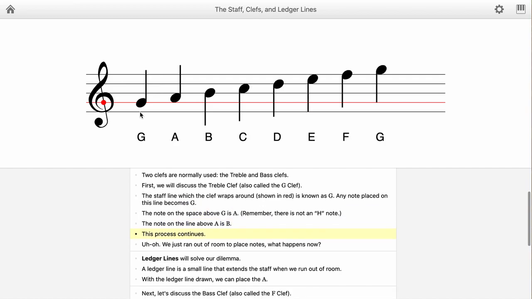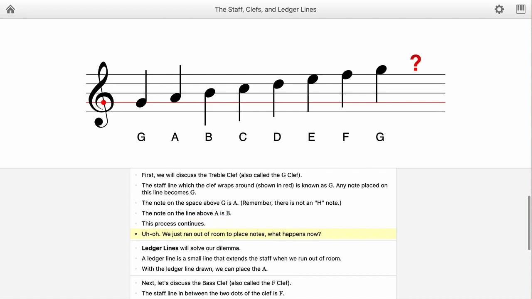We started on our G, went up to the next space, which is A, then continued to the next line B, the next space C, the line D, the space E, the line F, and then sitting above the F on the very top space is another G. Are we out of notes? Is this all there is? Well, no, of course not.